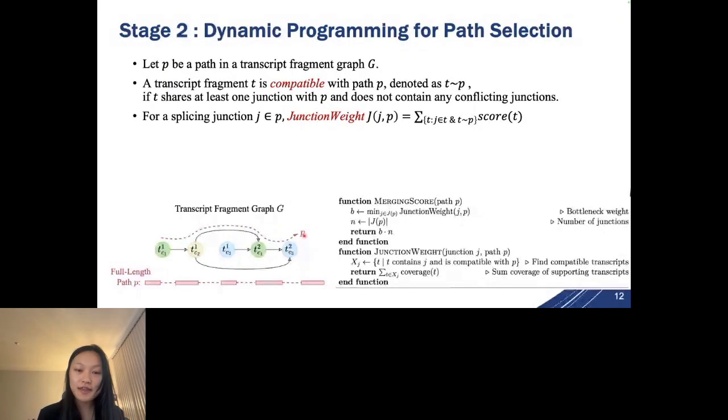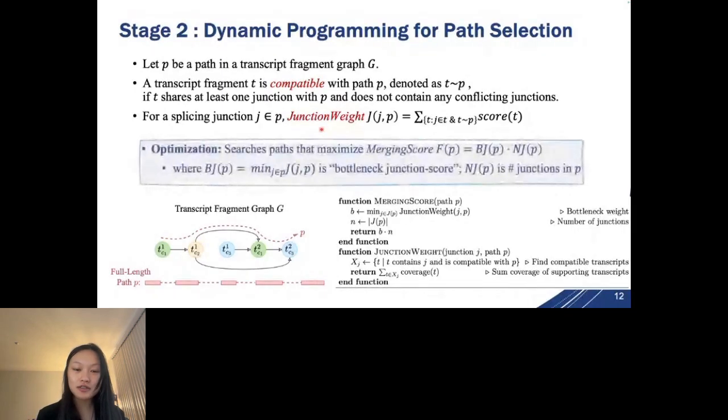To evaluate such a path, we first need to measure how well supported it is. For any given path P, we say transcript fragment T is compatible with the path P if it shares at least one splice junction with the path and does not conflict with it. We then define a junction weight for each junction J in the path. This weight is simply the sum of the coverage scores of all compatible transcripts that support the specific junction.